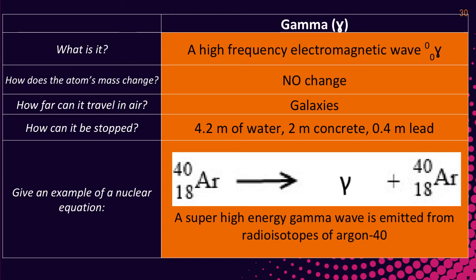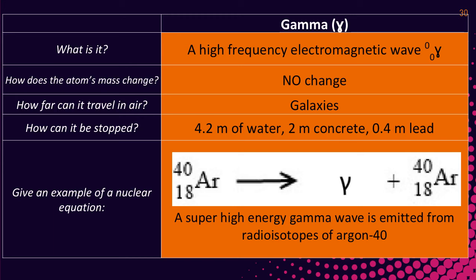Finally, we have our gamma radiation. We have a high-frequency electromagnetic wave, so we're not changing the mass at all. Gamma waves can travel galaxies, incredibly, incredibly far. It can be stopped by 4.2 meters of water. That's a lot of water. That's probably around 40 feet. Or 2 meters of concrete, very, very thick concrete, about 6.5 feet of concrete, or just 0.4 meters of lead. That's still over a foot. It's a lot of lead that's required to stop these very high-frequency gamma waves.